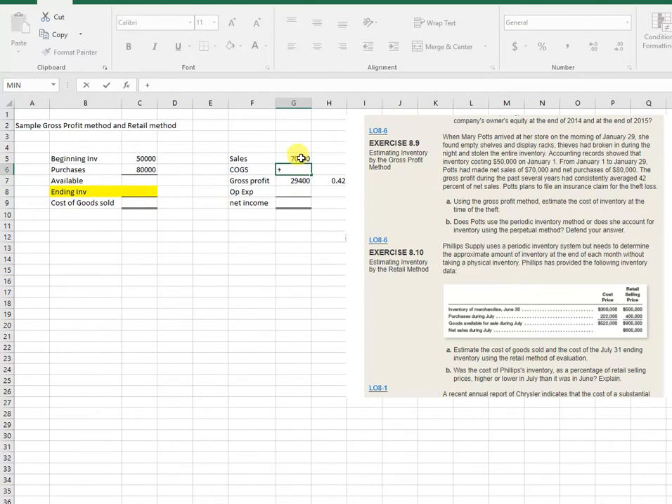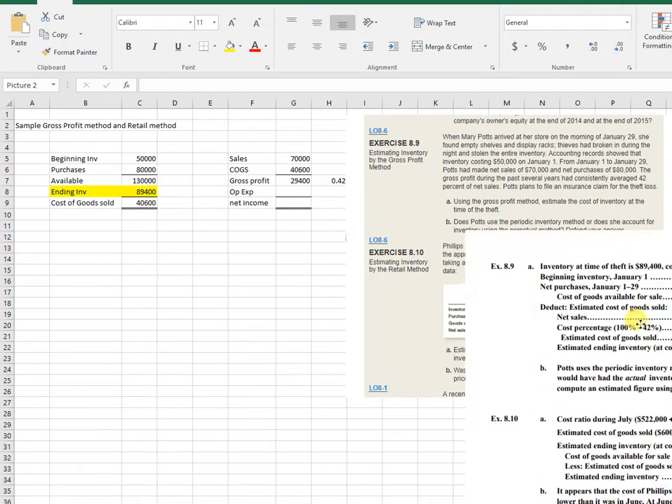So I know that this number has to be 40,600. So if cost of goods sold is 40,600, that is 40,600. Okay, I know my available is, I started with 50,000 and I purchased 80,000. So now I know that if I have available of 130,000 and my cost of goods sold is 40,600, then my ending inventory is 89,400.